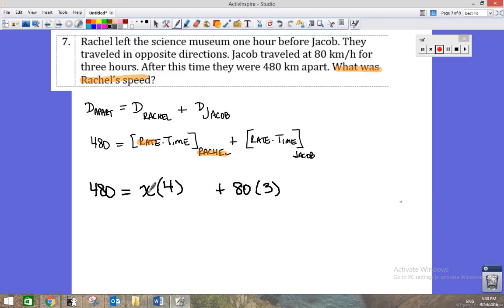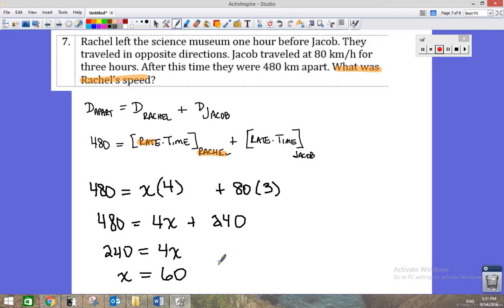So let's see what this gives us. We've got 480 is equal to 4x plus 240. And if I subtract 240 from each side, I get 240 is equal to 4x. If I divide by 4, I get x is 60. So I believe that Rachel was driving at 60 kilometers per hour. She was driving slower than Jacob was.